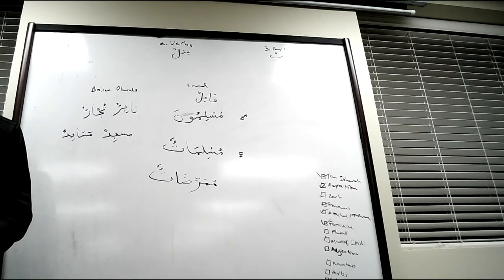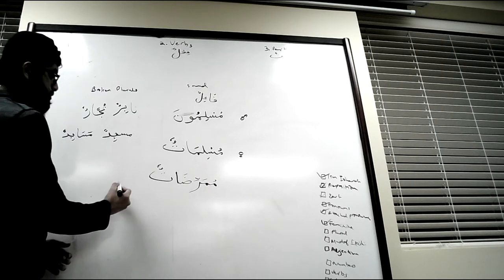What if it's just dual, like only two cars? Okay, how do you say two Muslims?